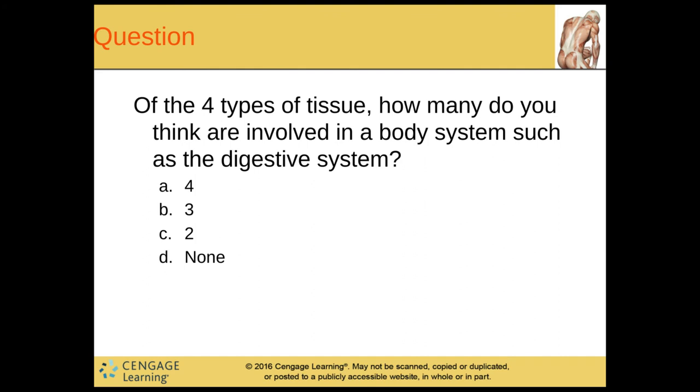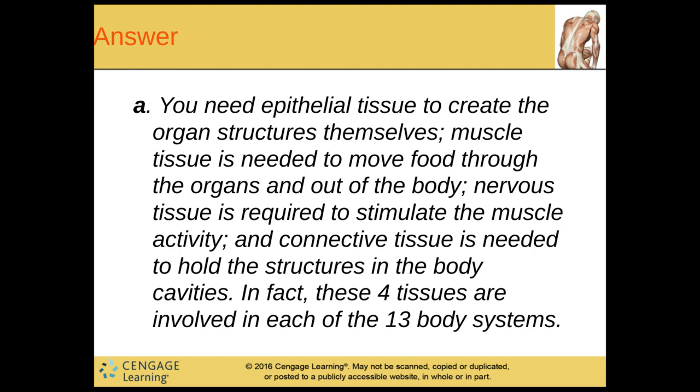Another question: of the four types of tissue, how many do you think are involved in a body system such as the digestive system? 4, 3, 2, or none? So remember, we have all those tissues, those connective tissues, the epithelial tissues, muscles, nervous, right? So you'll need epithelial, so it's 4.